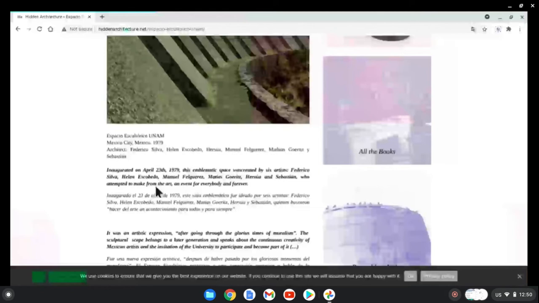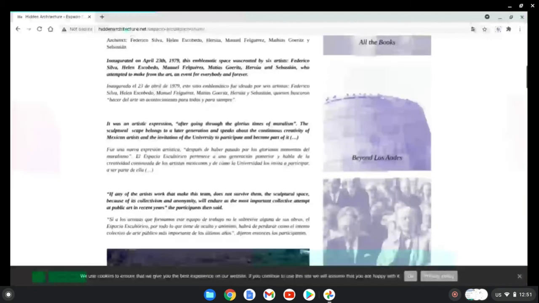Let's see what's going on here. It says inaugurated. Alright, I'm going to have to look that up, what that means, because hopefully it means constructed. April 23rd, 1979, this emblematic space was created by 6 artists. Okay, but he gets most of the credit. And it said it was, right here, was created, but it doesn't say it was constructed by him. It's created by him. Okay.